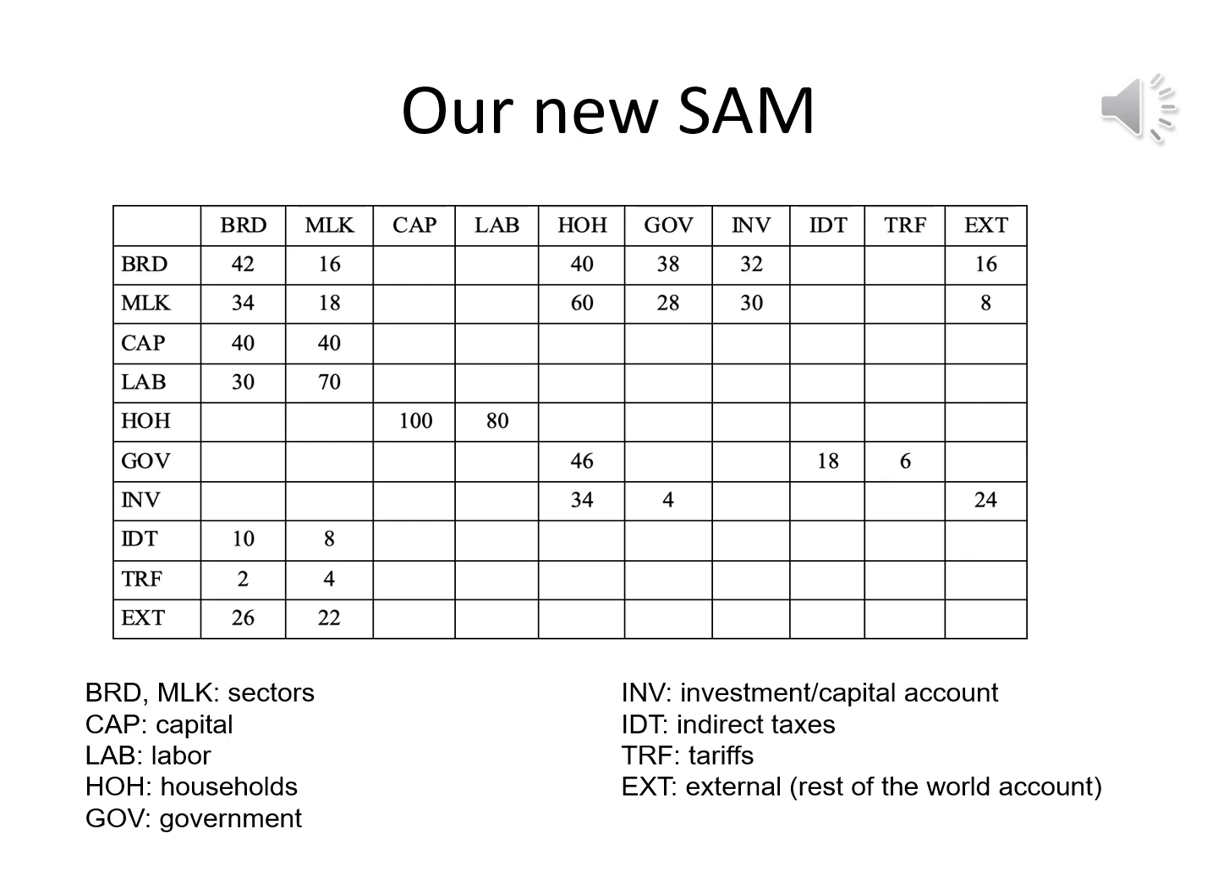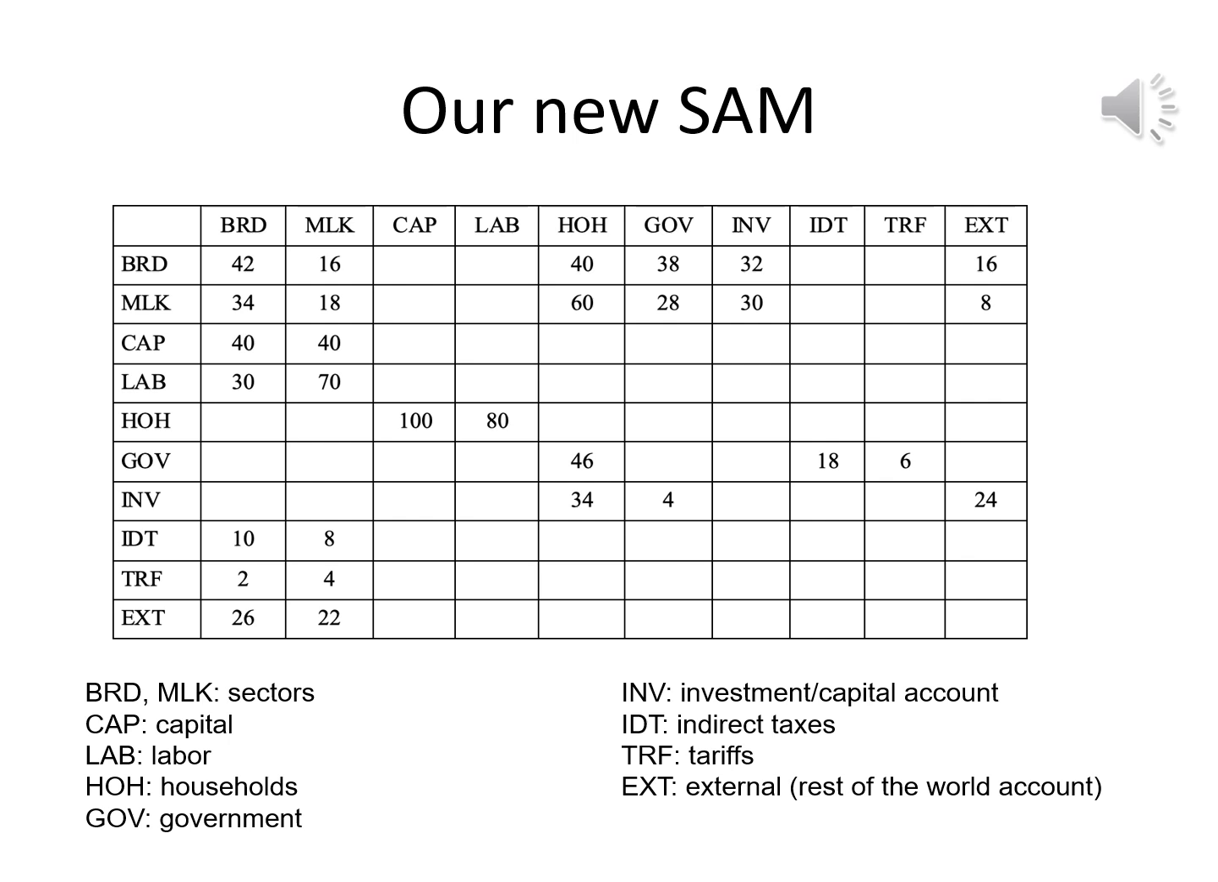If you look at the cap and lab rows, cap and lab columns, you will see that households are receiving, for the provision of capital services, 100 yen. For labor they are receiving 80 yen. And basically, these are payments to factors of production made to households.